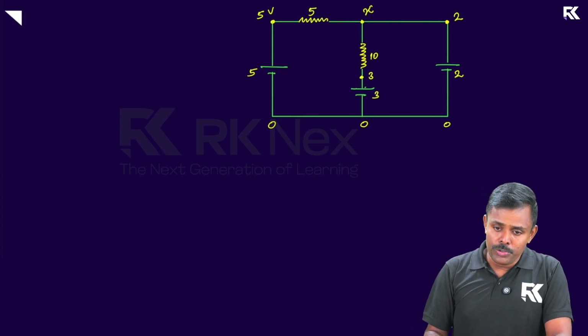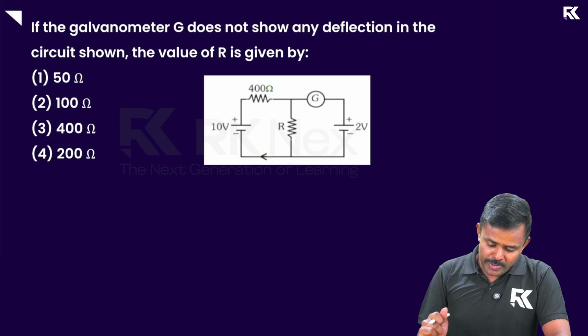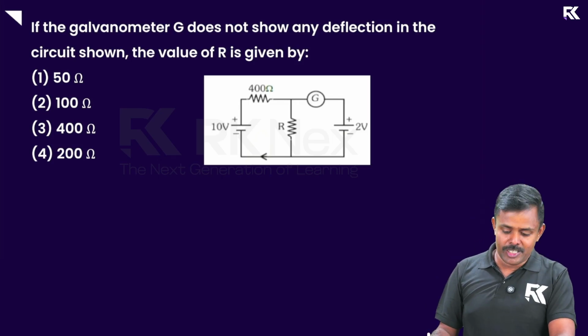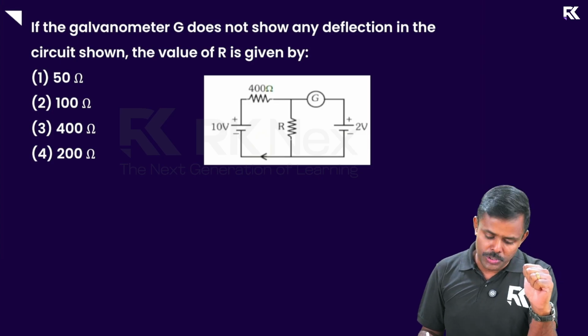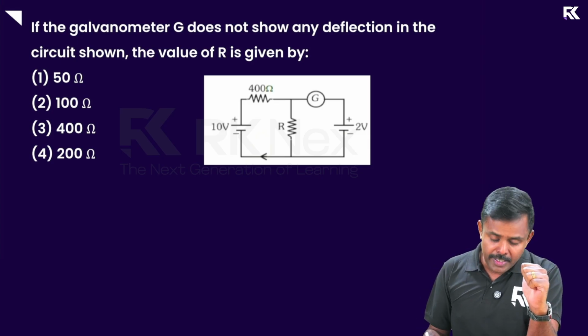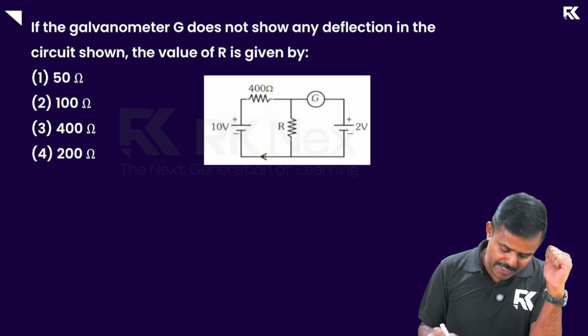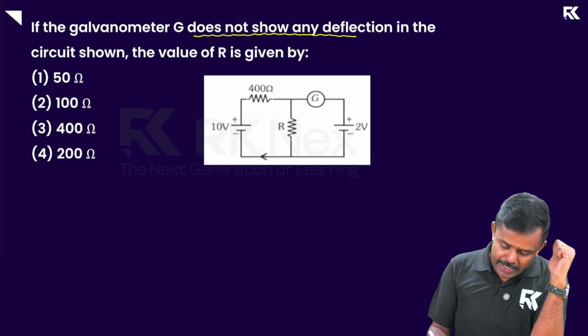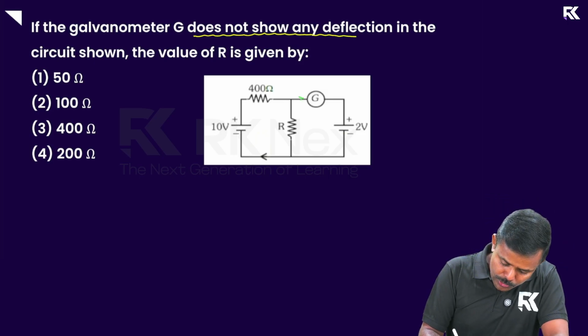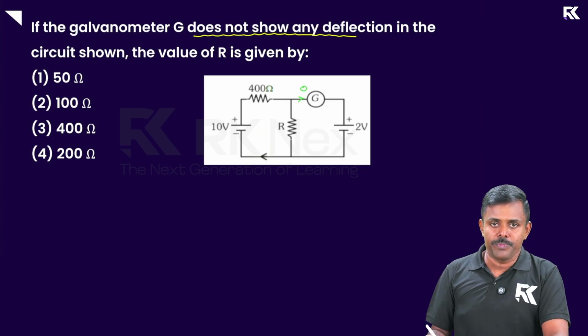So let's go to previous questions now. Question number 1. This is a previous NEET examination question. If the galvanometer G does not show any deflection in the circuit shown, the value of R is given by. Galvanometer does not show any deflection means the current through the galvanometer has to be 0.